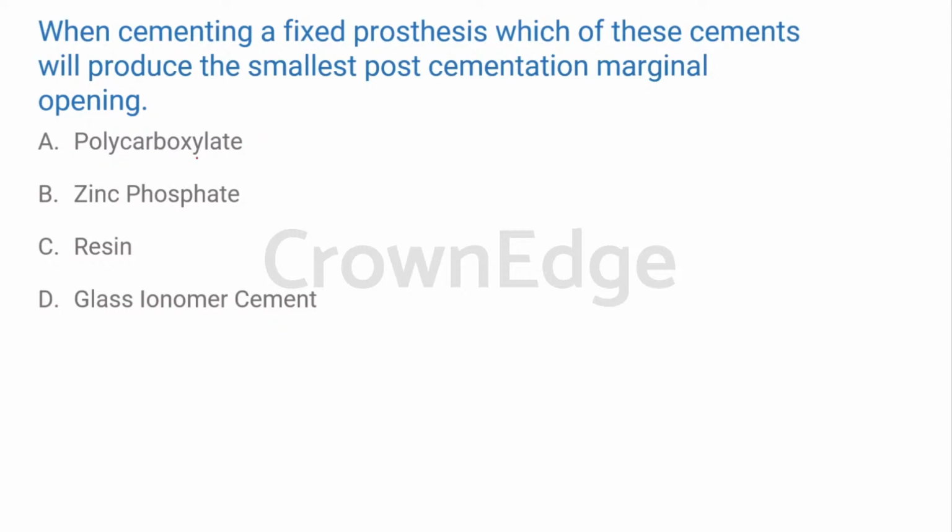Is it your polycarboxylate? Is it your zinc phosphate? Is it resin cements? Or is it glass ionomer cements? Which of the following will produce the smallest post-cementation opening? Marginal opening is also referred to as marginal discrepancy.